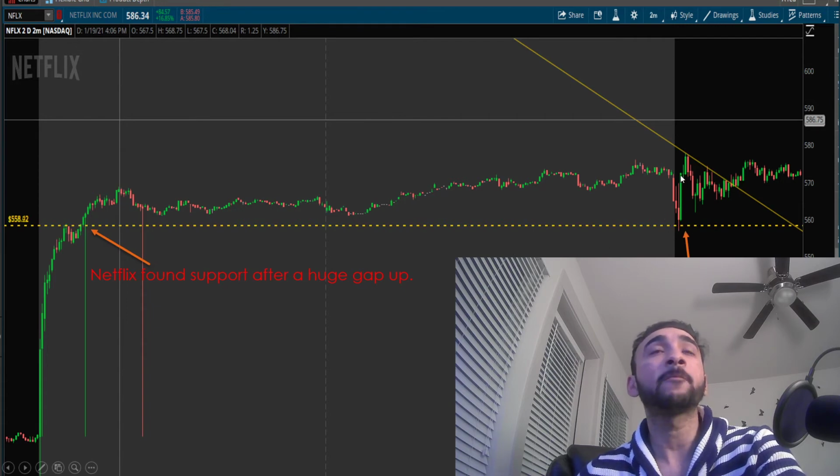Once it did that, I saw a nice trend line break here, and that's where I alerted, and that's where we entered. So I knew we had very strong support.